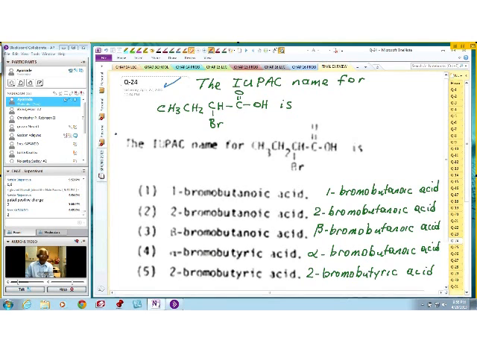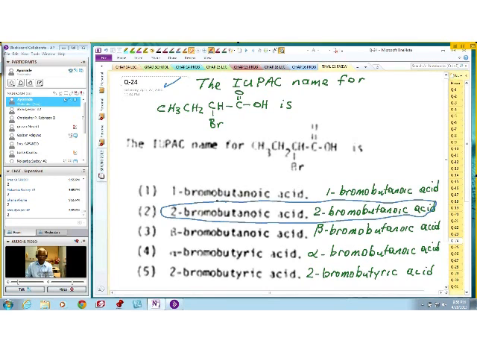Okay, you say number 2, which is 2-bromobutanoic acid. Yes. 1, 2, 3, 4. This is a butanoic acid. So the answer is this here. Very good. So this is a straight case of nomenclature.